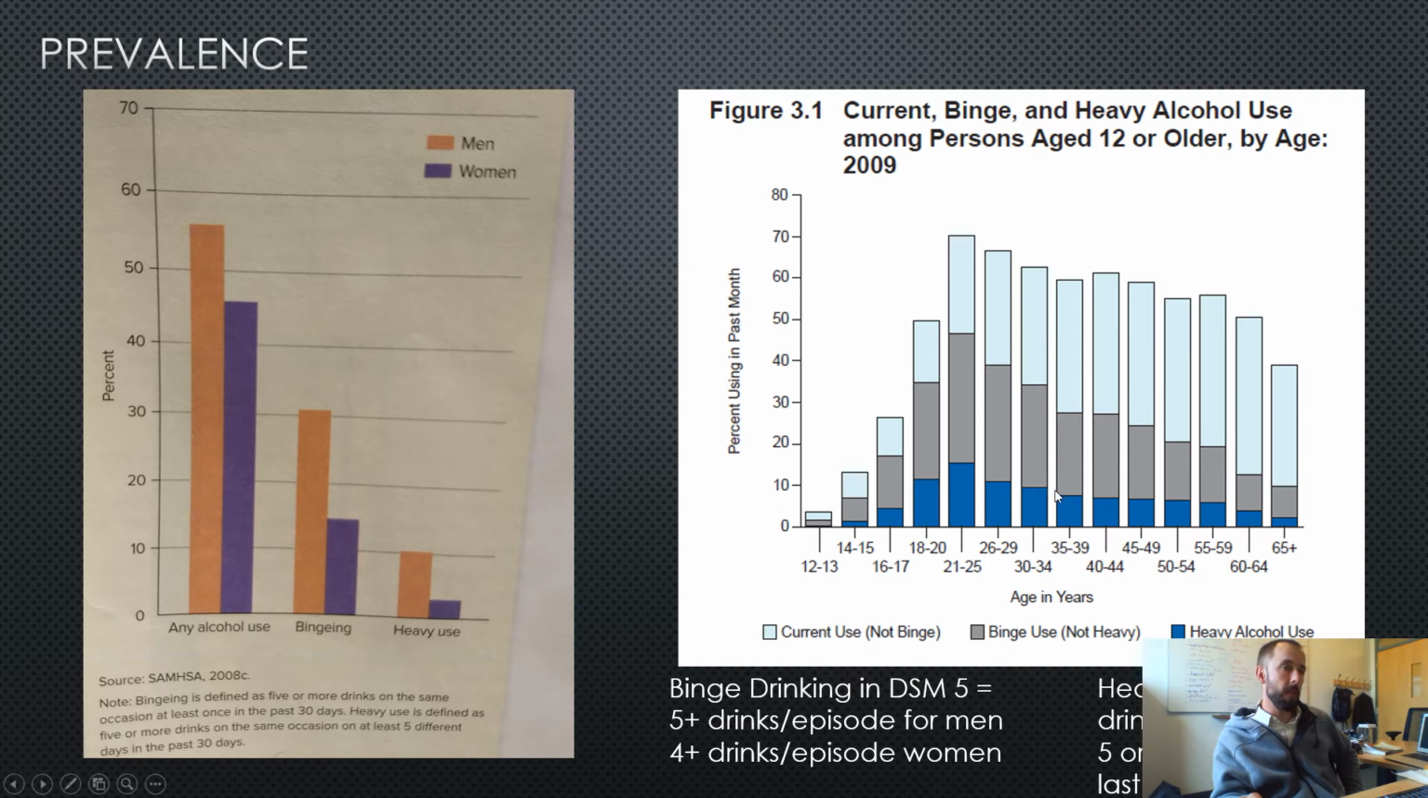And then you can see it kind of goes down. All those things shrink. Alcohol use doesn't shrink as you get older. That actually probably grows a little bit, but the binging and the heavy use both shrink as you get older. Kind of start to take it easy with that stuff. So a lot of times, it's a developmental thing in our country.